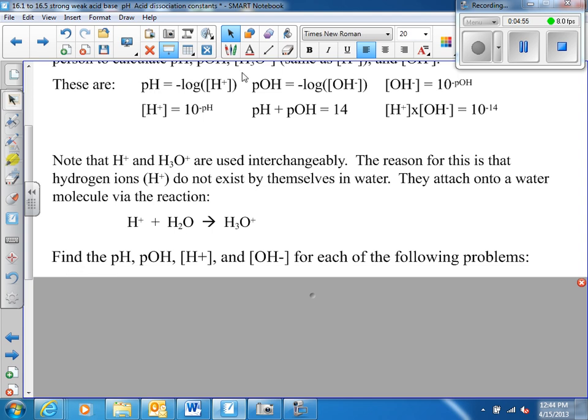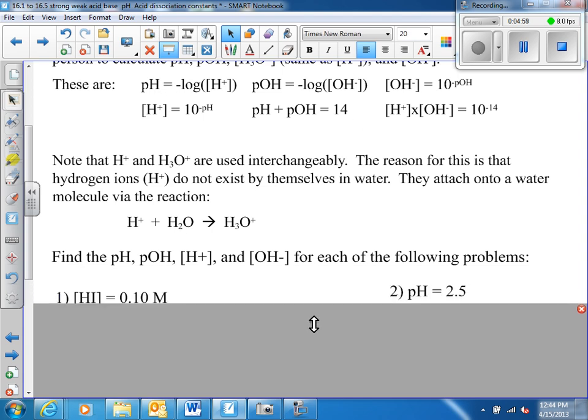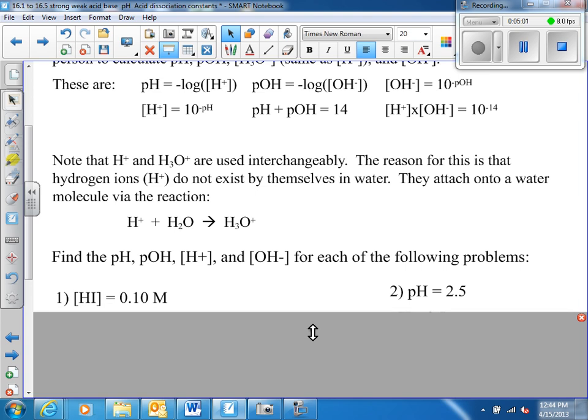Okay, so we're going to use these 6 equations up here to solve each of these problems. Okay, let's just focus on the left for now.